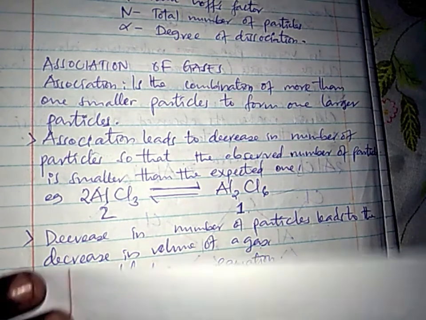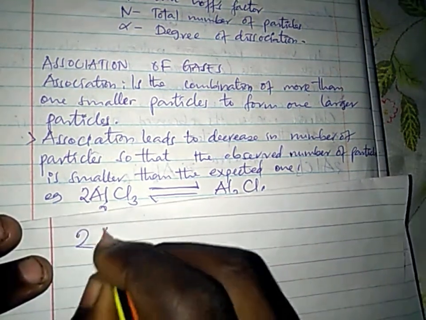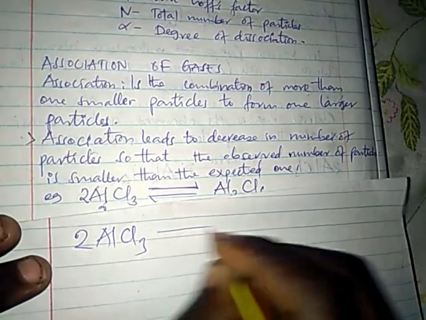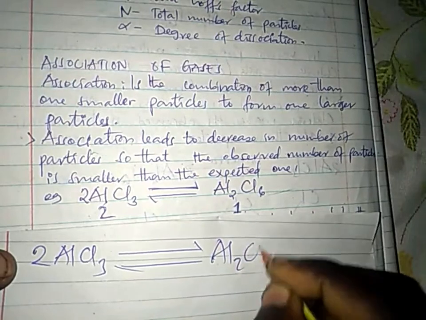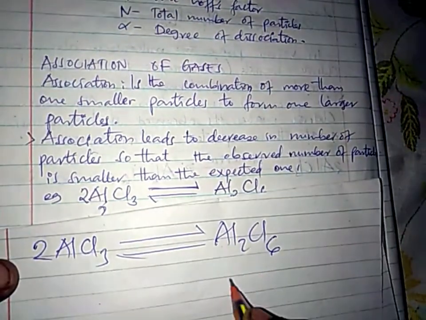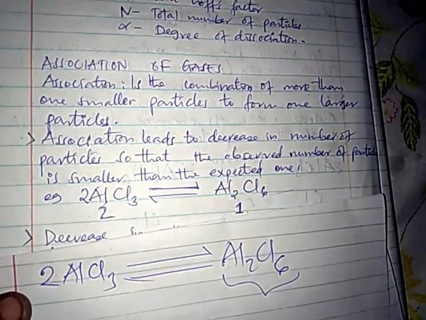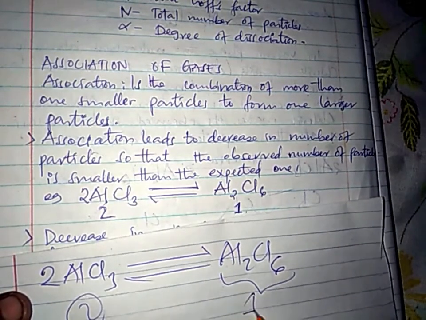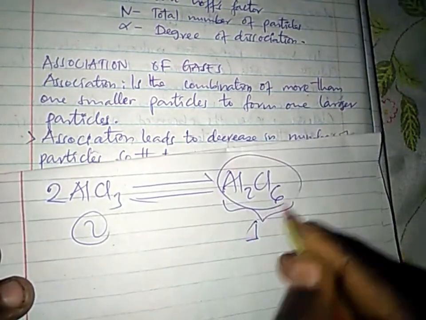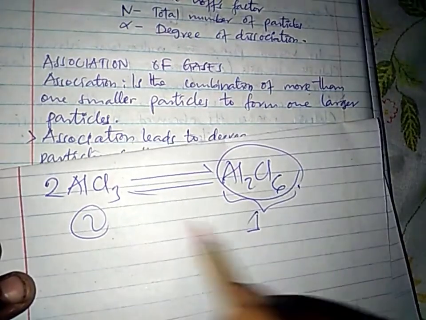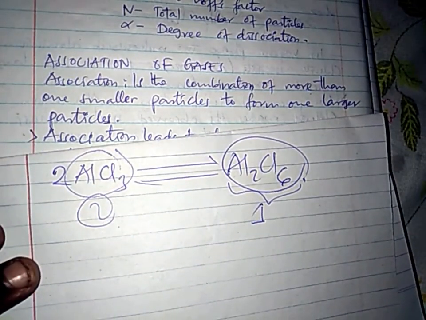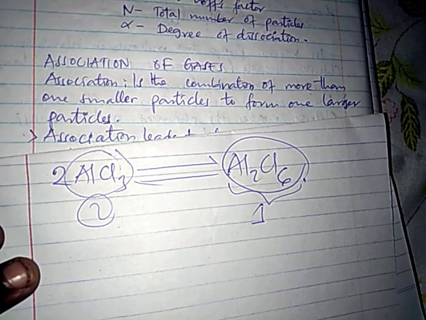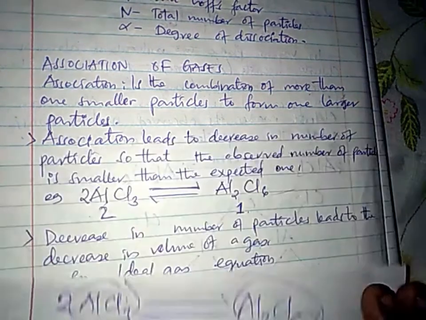So take an example. Here is aluminium chloride. It has the ability to associate to form Al2Cl6. As you can see, 2 molecules have combined to form 1 molecule, and the molar mass of this molecule is greater as compared to this. So in dissociation molar mass decreases, in association molar mass increases.